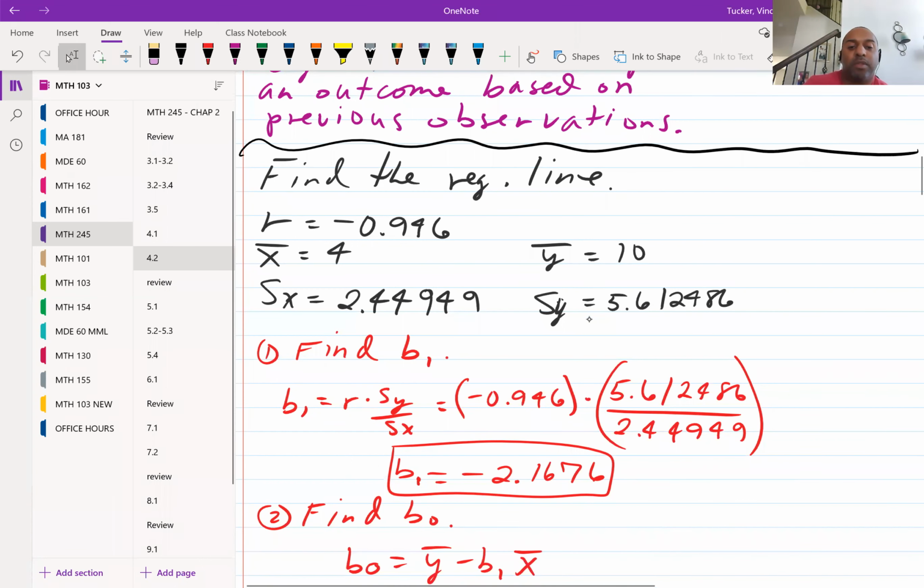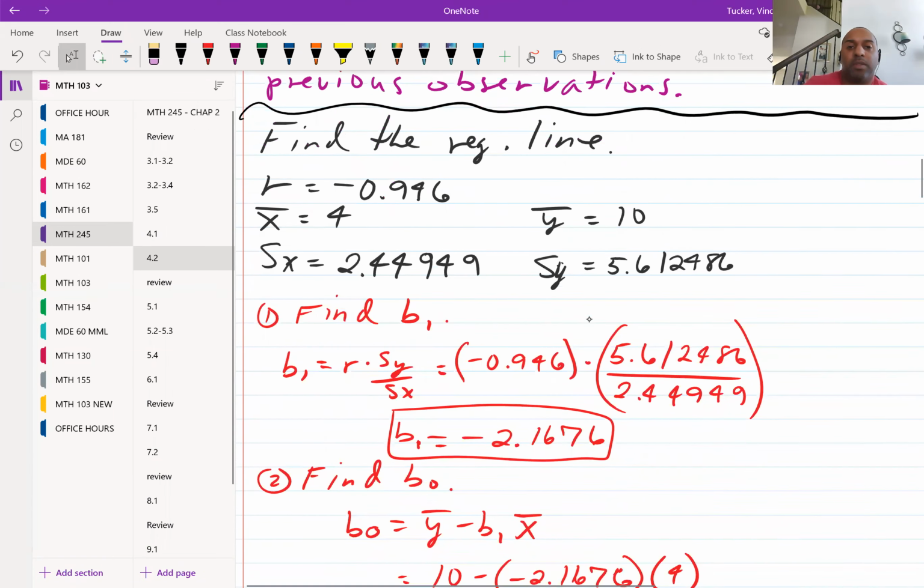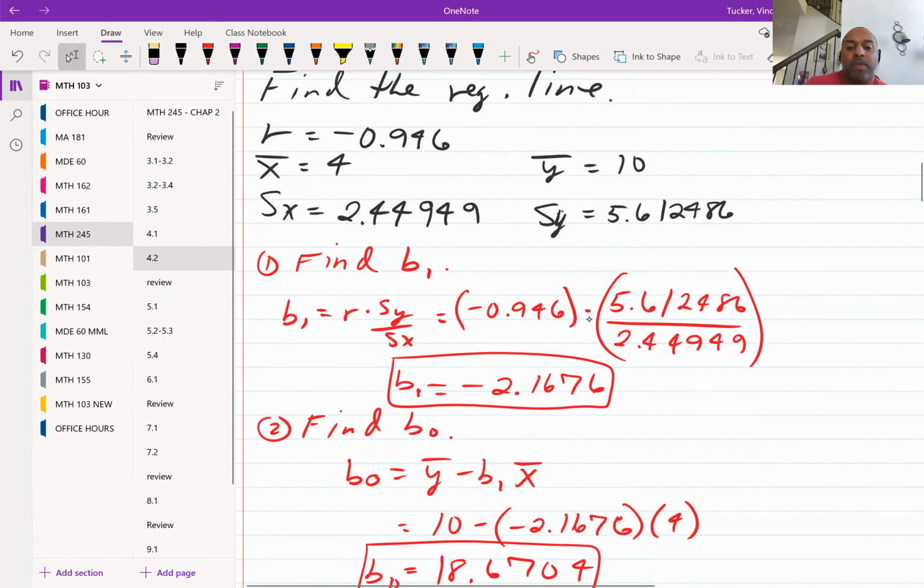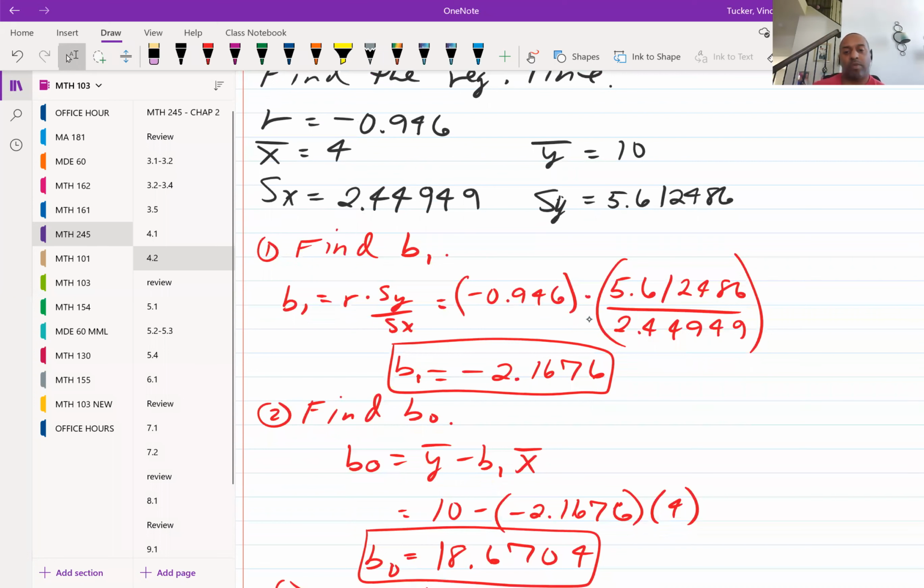So find B0: Y bar minus B1 times X bar. And that's what we have right here. 10 minus negative 2.1676 times 4. That gives me 18.6704.